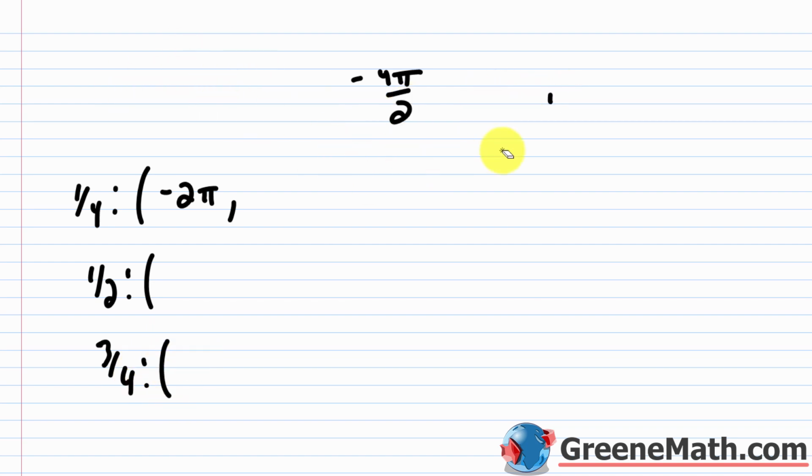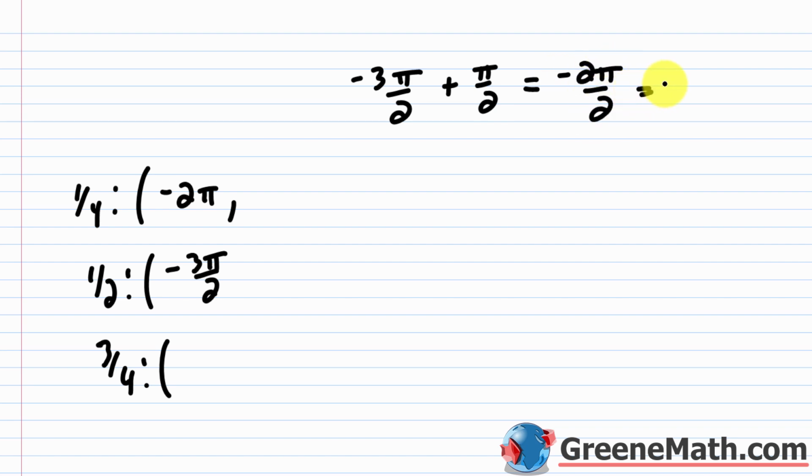And so now negative 4 pi over 2, that's the next one you're going to do. You're just going to keep adding quarter periods. So we're going to go plus pi over 2. So this is negative 3 pi over 2. And I want to do this one more time. So now let's go negative 3 pi over 2 and then plus pi over 2. That's going to give me negative 2 pi over 2, which is negative pi. So this is negative pi.